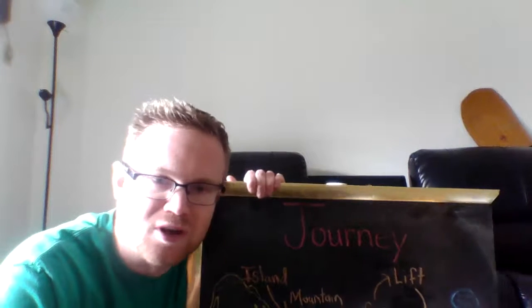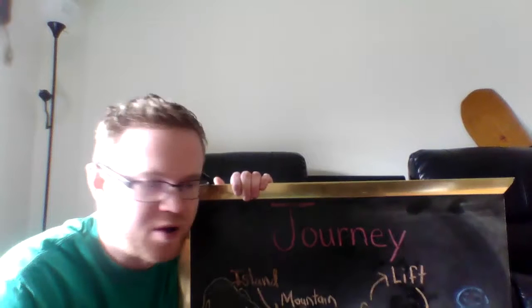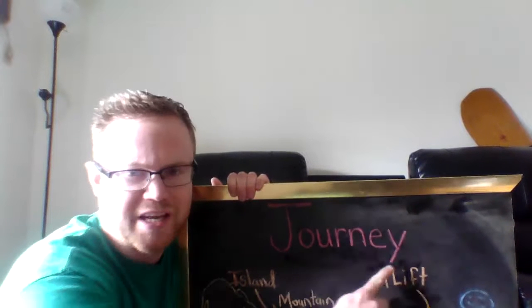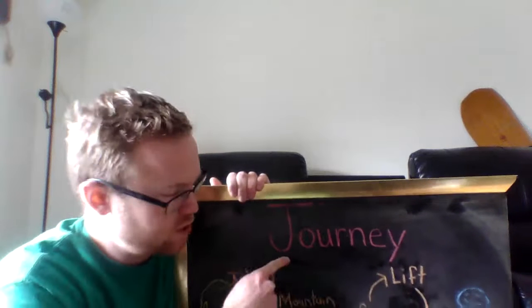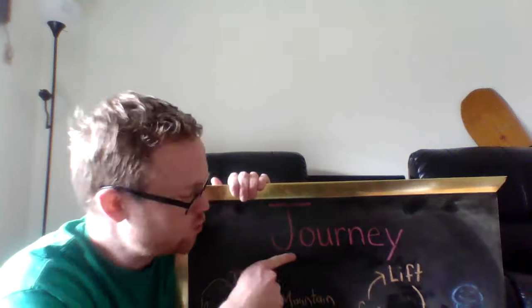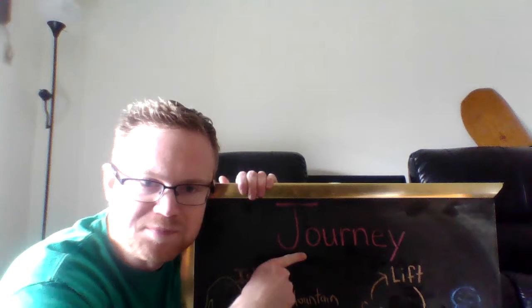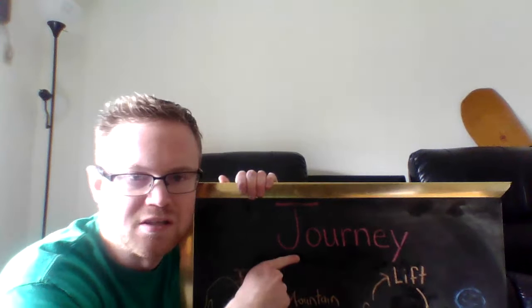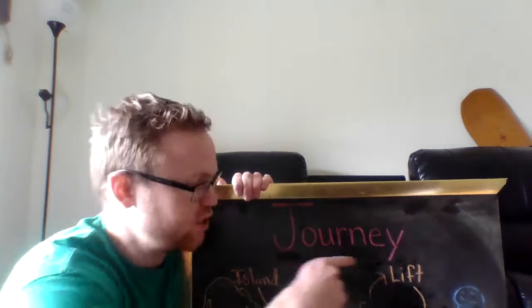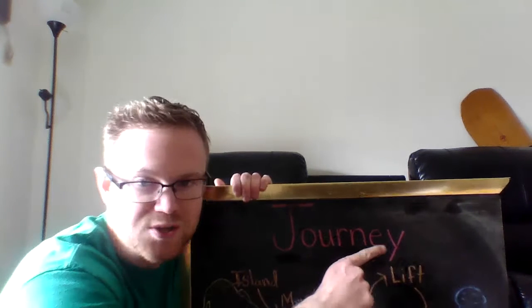Friends, as we continue our journey of virtual kindergarten, we are going to talk about the journey of Little Gray Donkey. This word is journey. You see that it starts with the letter J, which makes the sound J. Do you hear the sound J at the beginning of journey? Yes, you do. All right.